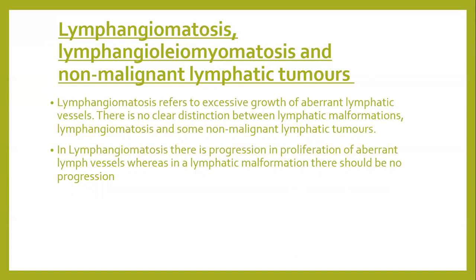This difference we have explained before: lymphangiomatosis is a progressively increasing growth, while lymphatic malformation does not progress, but only an increase in size is expected as time advances.